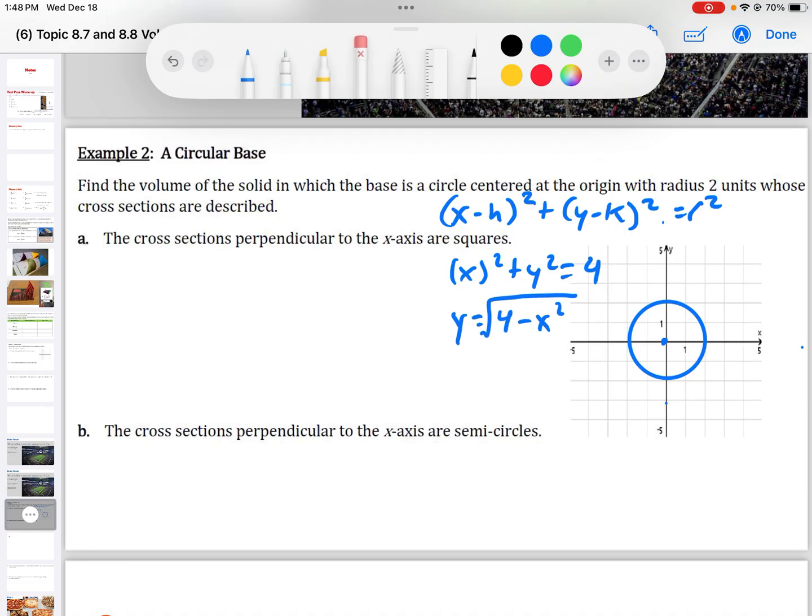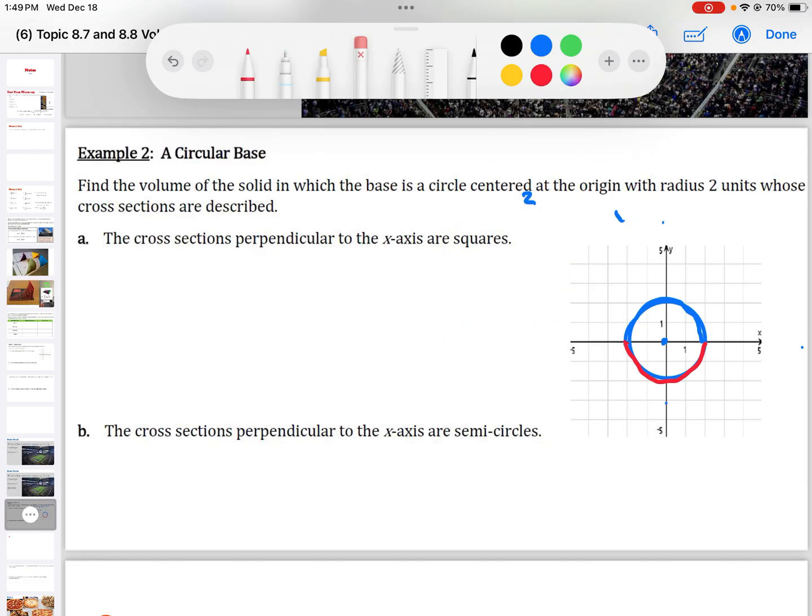I have actually the square root of that. So y is equal to the positive and negative square root. So the top of it is the positive square root of 4 minus x squared. And then the negative square root of 4 minus x squared would be the bottom. And together they make up the circle, but it's not a function. All right, so we got to keep that in mind. Let's see, I'm going to write that again off to the side. So I've got y is equal to plus or minus the square root of 4 minus x squared.